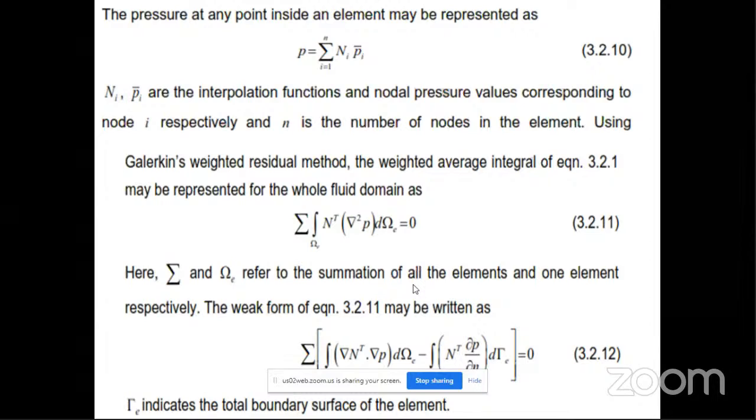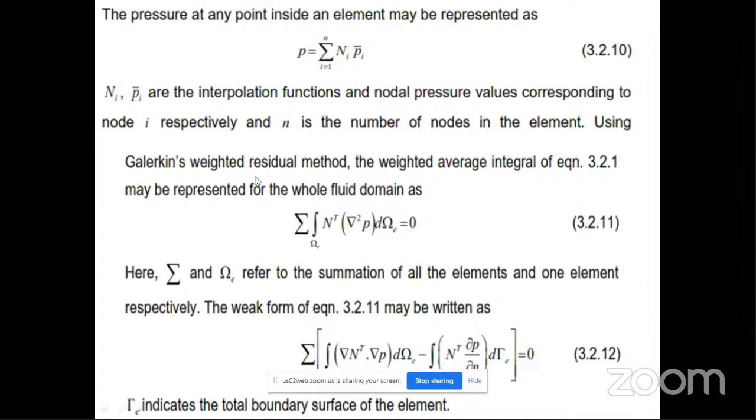And at each corner, the pressure, let us say, is Pi bar. So inside the element, the pressure P will be given using a function called the interpolation function, Ni. For 8 nodes, there will be N1, N2, N3, up to N8. So the pressure inside the element will be the summation of Ni Pi bar. Ni and Pi bar are the interpolation functions and nodal pressure values respectively.